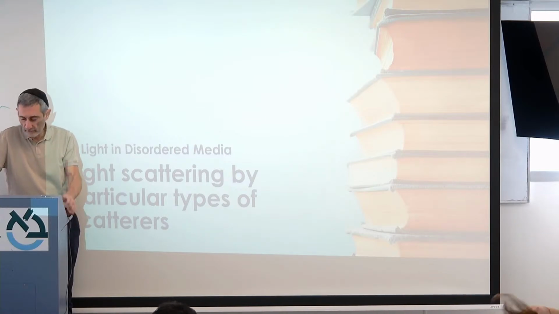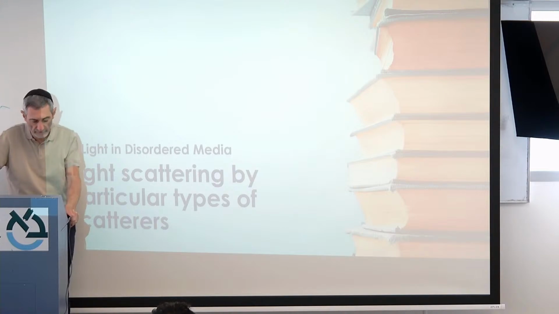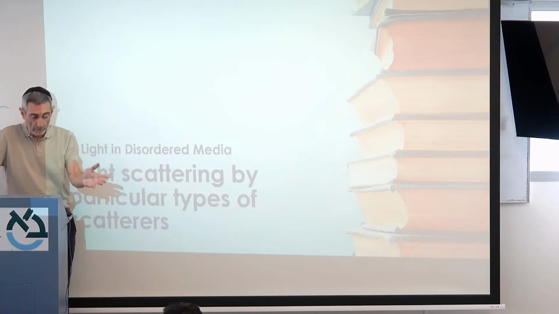We use also the retarded potential that we discussed last time, and we will explore some specific cases, especially the case of particles which are small. So different types of scatterers.